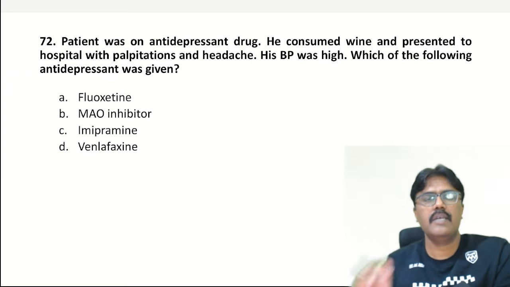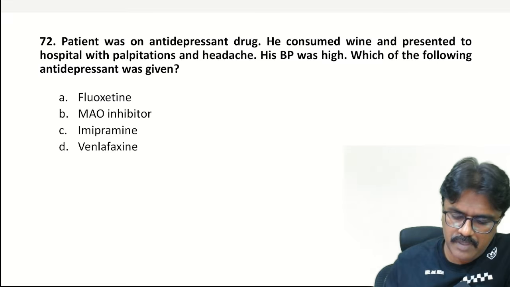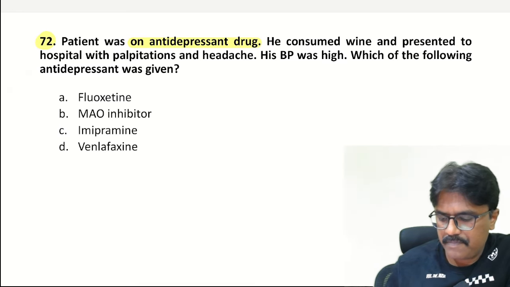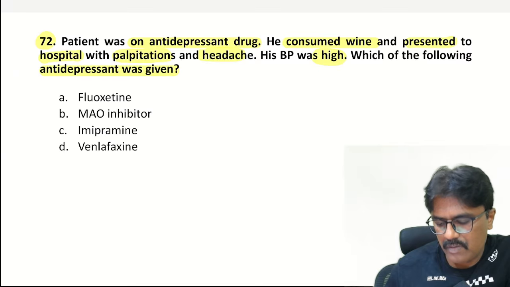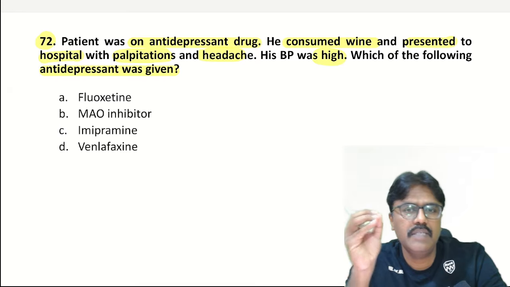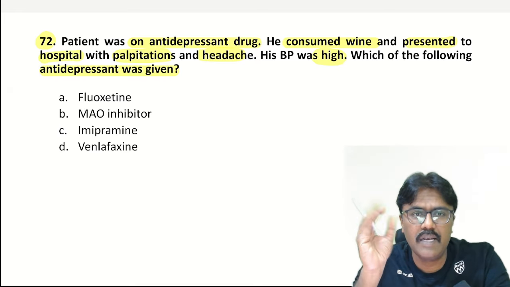Now certain psychiatric based pharma questions let us take up. Question number 72. Patient was on antidepressant drug. He consumed wine and presented to the hospital with palpitations and headache. His BP is high. Which one of the following antidepressant was given? See, taking wine, beer, cheese, then antidepressant being taken, the BP goes up. This is a cheese reaction.